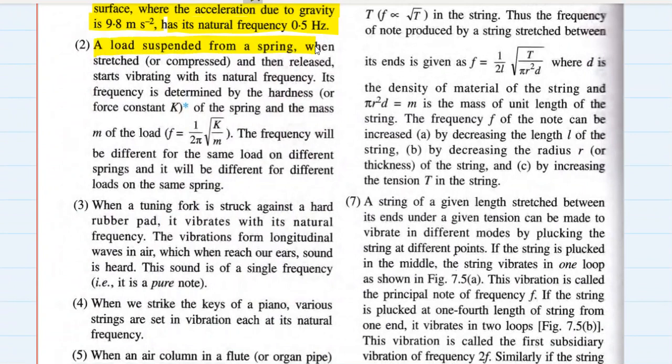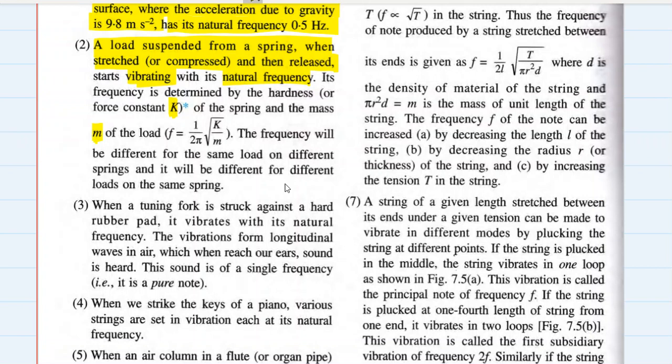A load suspended from a spring, when stretched or compressed and then released, starts vibrating with its natural frequency. Its frequency is determined by the hardness of the spring, that is force constant. Spring constant भी बोलते हैं उसको, K. And mass of the load. So दो चीजें हैं which determine the frequency of the vibrating body which is attached with a spring: mass of the body and the spring constant.